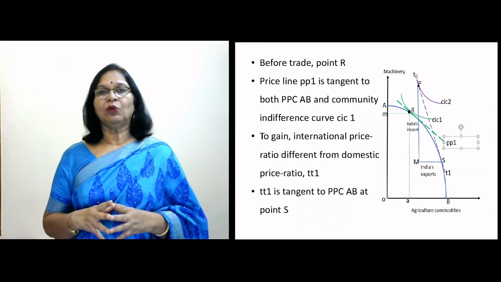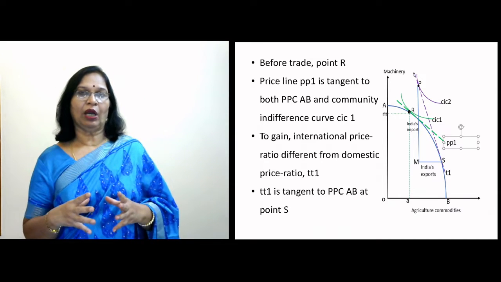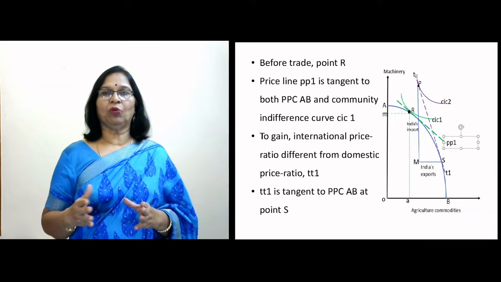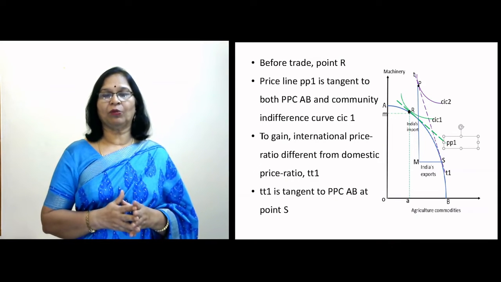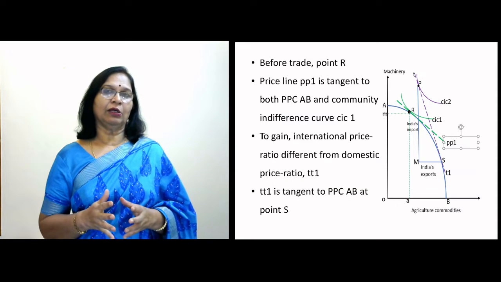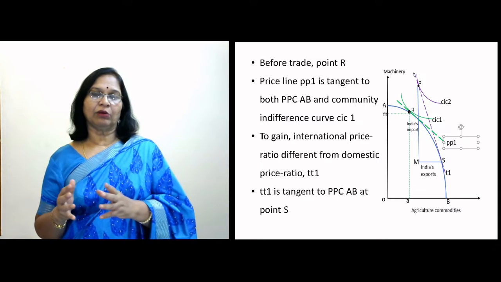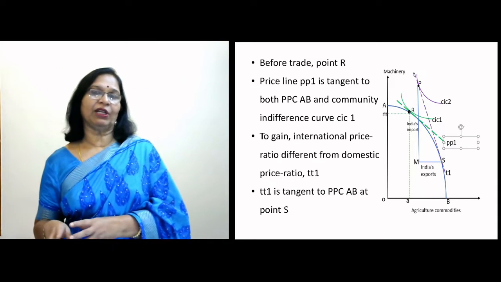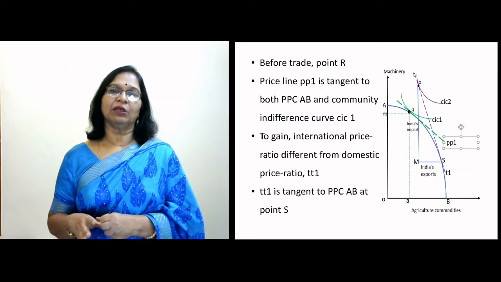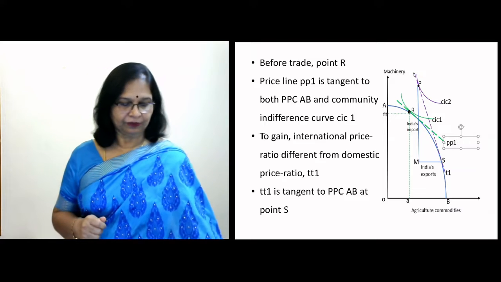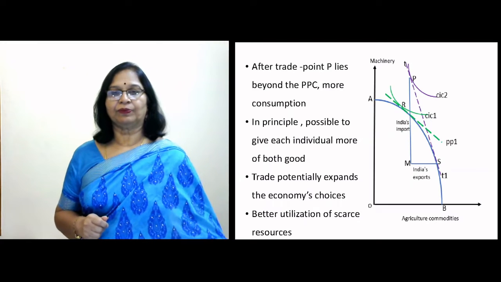Now, if the country wants to have more machinery, then it has to give up a larger and larger number of agriculture commodities. Assuming that this country is rich in producing agriculture commodities, or has comparative advantage in the production of agriculture commodities, how would the country gain from this trade? Let us see this.